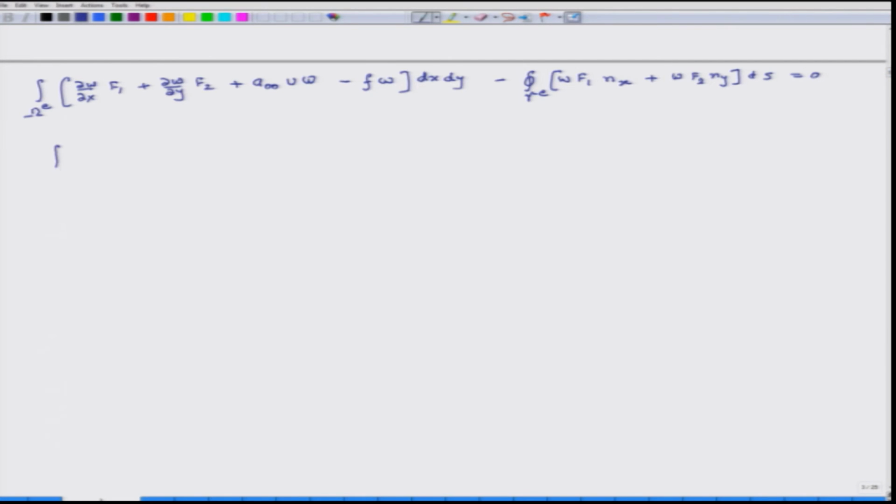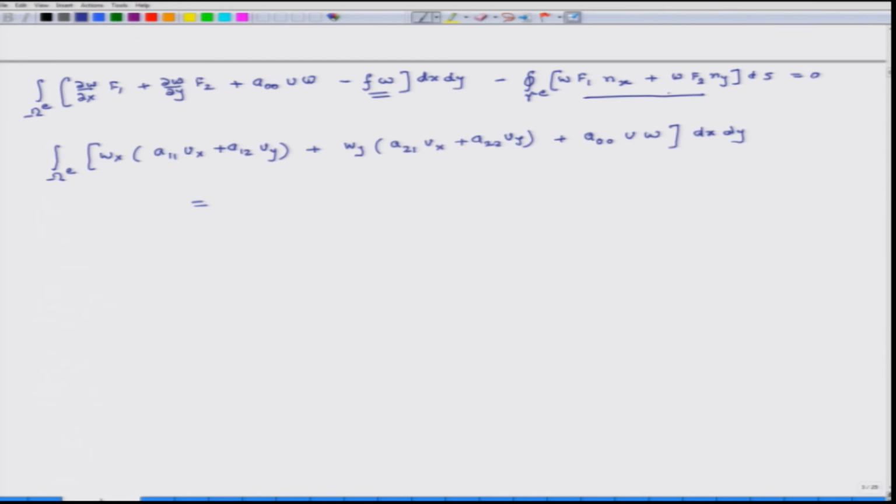Okay. So, I can again rewrite this as the integral of, where F1 I am now going to replace by the original definitions. So, this is Wx times A11 Ux plus A12 Uy, plus Wy, meaning del W over del y, times A21 Ux plus A22 Uy, plus A00 U times W, dx dy equals this term, and these terms I will take to the right side.